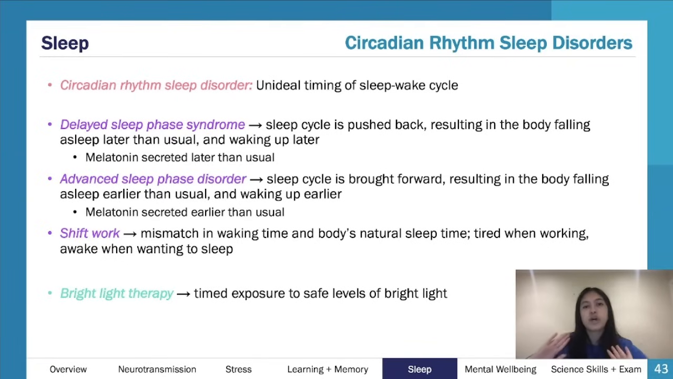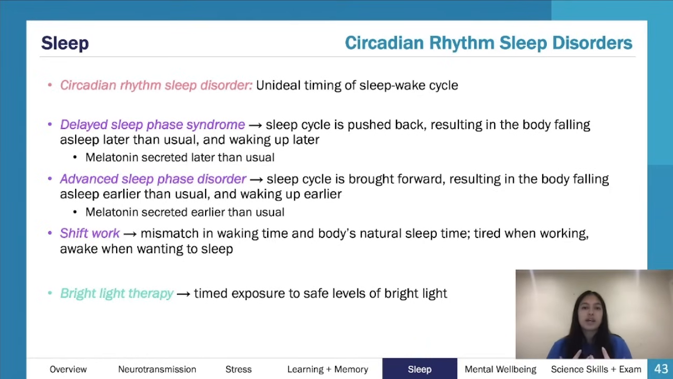Whereas if it's advanced, you want to do the opposite. You want to push it back. You're going to use light late in the evening. So if you want to go to sleep at 6 p.m. and wake up at, I don't know, whatever that is, plus 8, like 2 a.m. Okay, maybe 6 p.m. is a bit early, but you get what I'm trying to say. You want to fall asleep early in the evening.